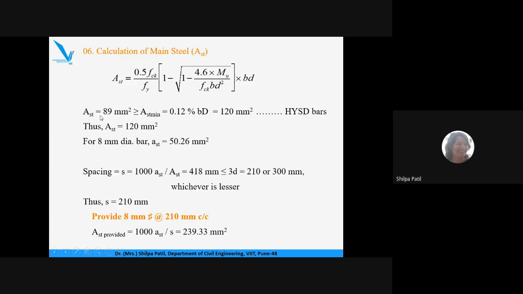Okay. Now suppose your AST value is coming as say 150 mm square, and your AST minimum is, sorry, I explain in opposite manner.